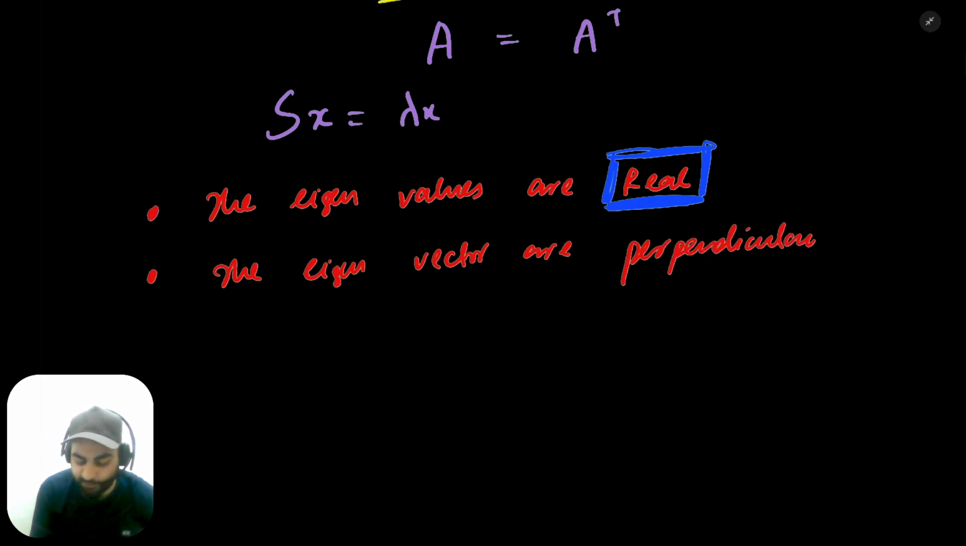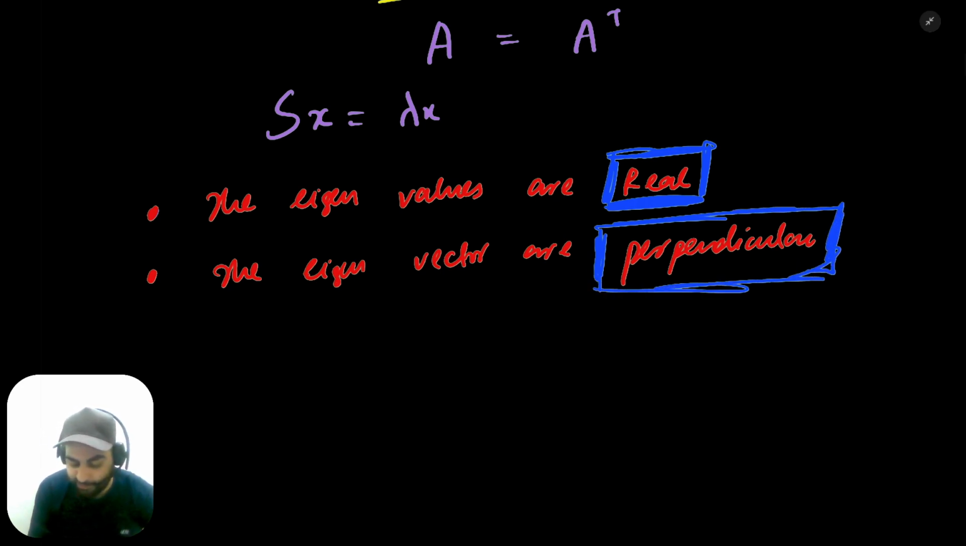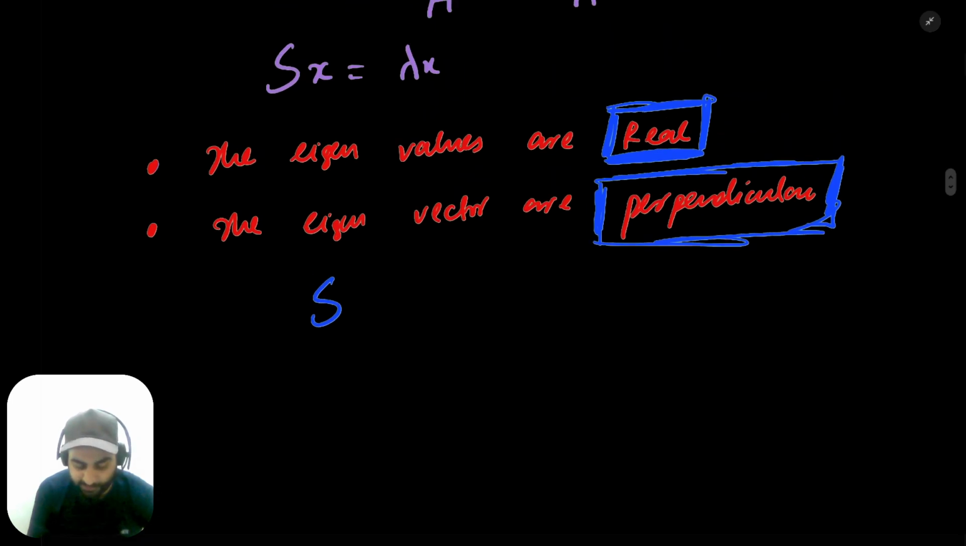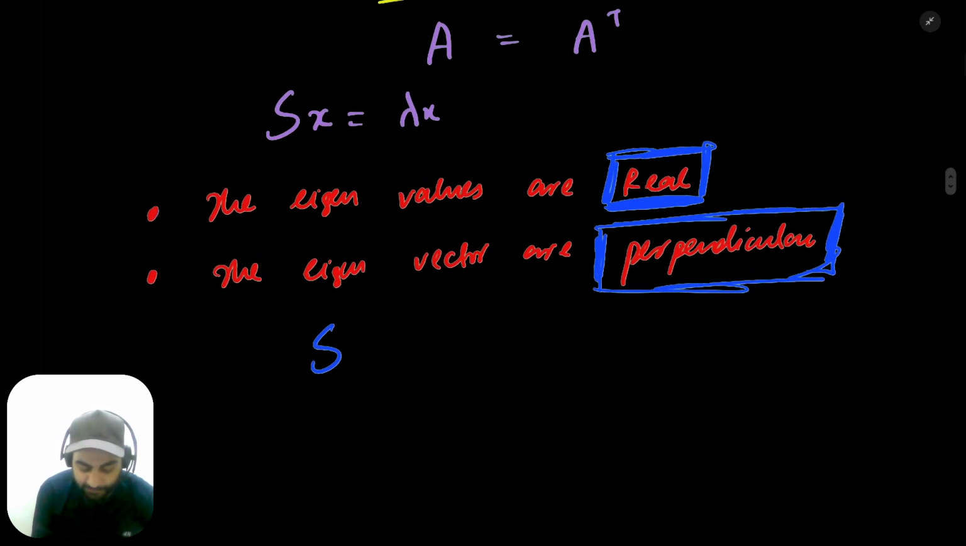Whatever eigenvectors you get will be perpendicular, or orthogonal, to each other. So if you have this symmetric matrix, it would be better to write it with another symbol. Let's suppose this is S dash. The symmetric matrix is represented by S dash, so I'll just write it over here.